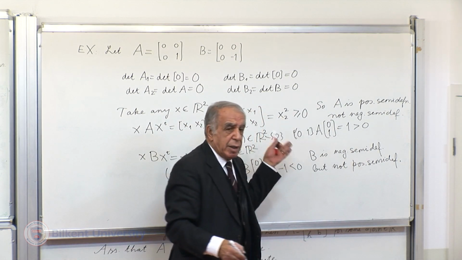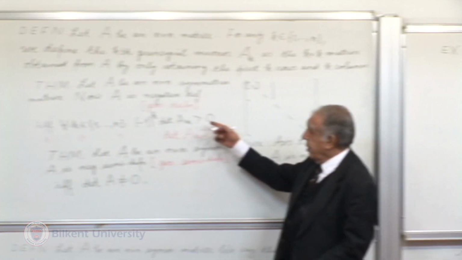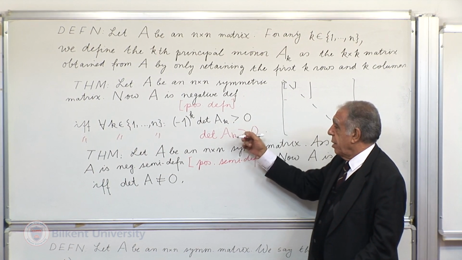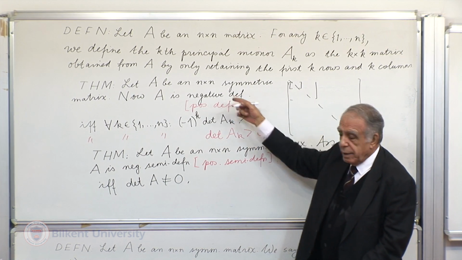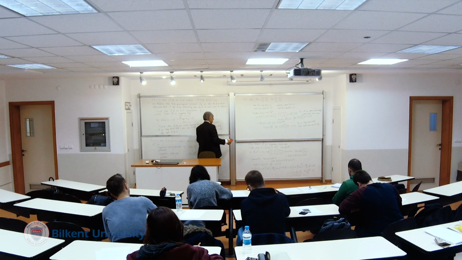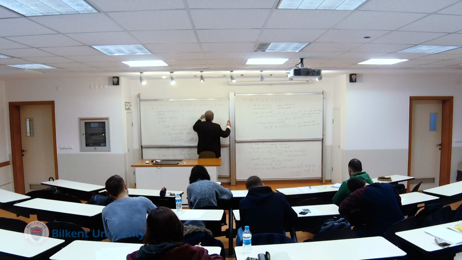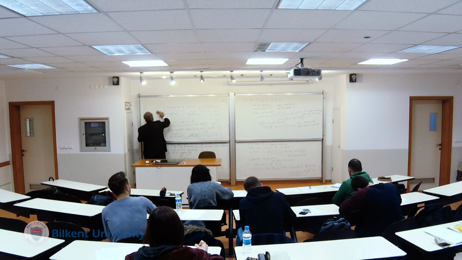Thus, they belong to different classes. That means it is hopeless to just replace this by weak inequality and these by the semi-definite forms. But let us continue with that example.